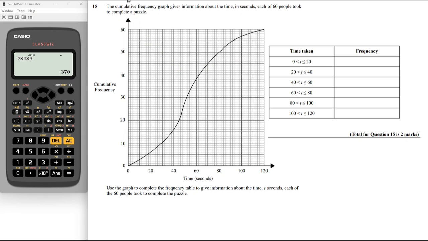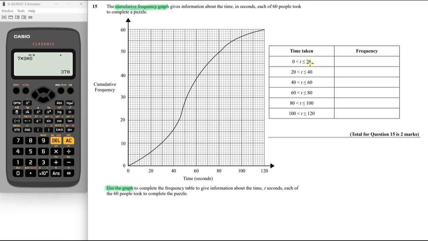Question 15. The cumulative frequency graph gives information about the time in seconds each of 60 people took to complete a puzzle. Use the graph to complete the frequency table to give information about the time each of the 60 people took to complete the puzzle.